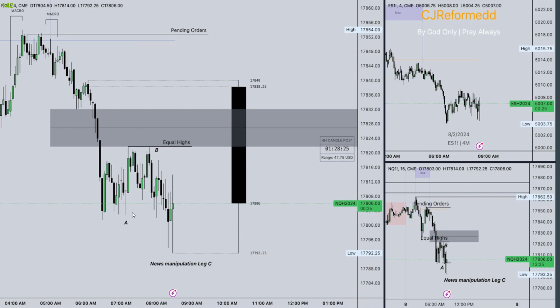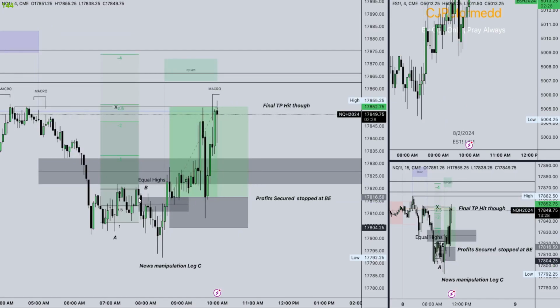So we had our A leg, we had our B leg forming these relative equal highs that was also resting within a sell side imbalance, buy side inefficiency. We had relative equal lows here and just a lot of accumulated sell orders, which we then further manipulated with the 8:30 open, which was our C leg, news manipulation at 8:30, which then we wanted to see price inverse this fair value gap right here. And that's exactly what it did.